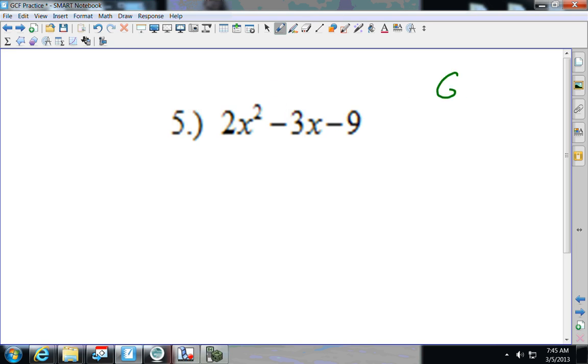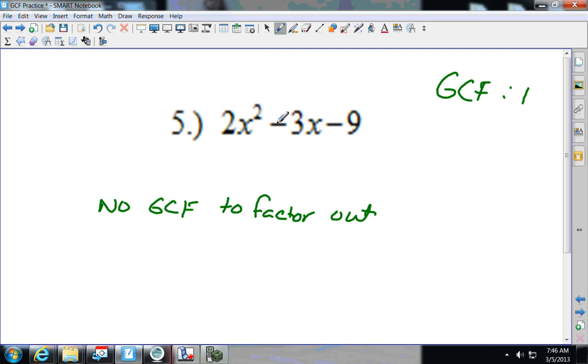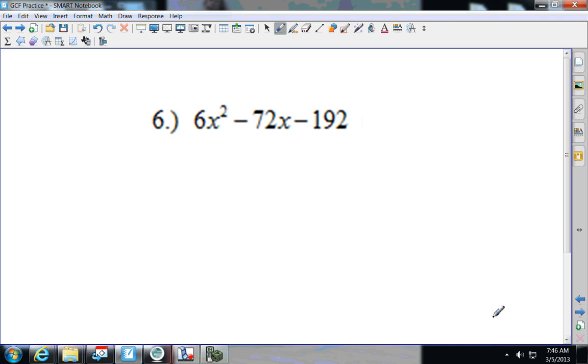Okay, the GCF technically would be 1, but it doesn't make sense to pull out a 1. This right here, we cannot factor out anything. Okay, there is no GCF to factor out. And that's okay that there's none, because you have to recognize that for what we're doing tomorrow. All right, try number 6. Number 6, you're probably going to have to use that calculator to figure out that GCF. So go ahead and take a minute and do that.